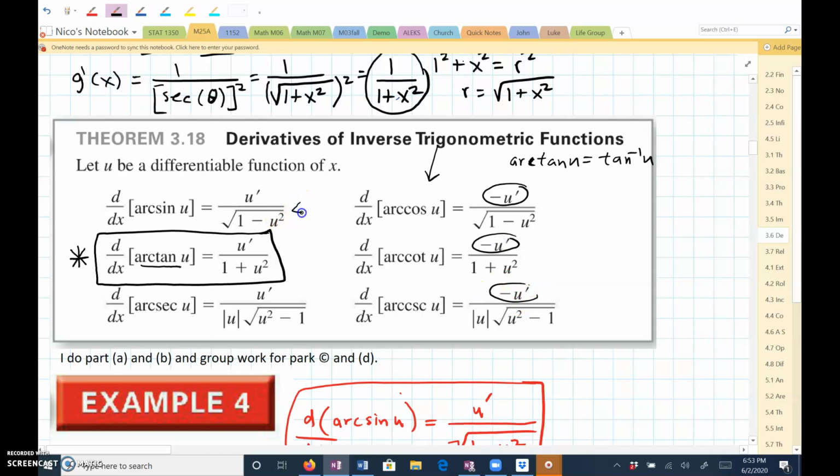Everything else is the same. Arc sine of u and arc cosine of u, the derivative of those, everything's the same except the cosine is negative, sine is positive. Same for arc tangent of u versus arc cotangent of u. Arc tangent of u is positive, arc cotangent of u is negative. And same thing for secant versus cosecant. Okay, so hopefully that will help you to memorize those. Again, I would make note cards for these. Quiz yourself on these daily.